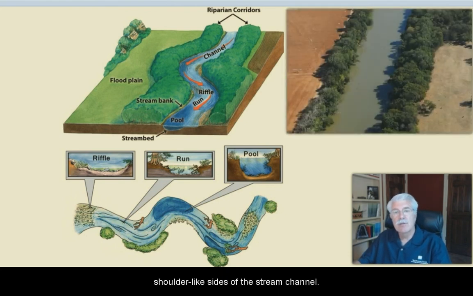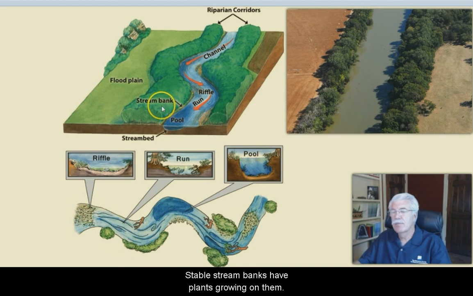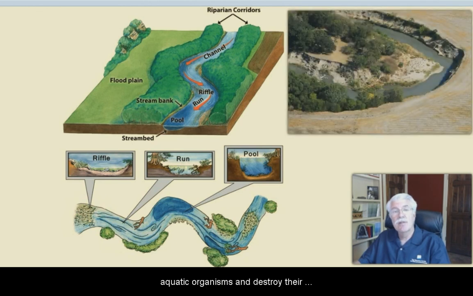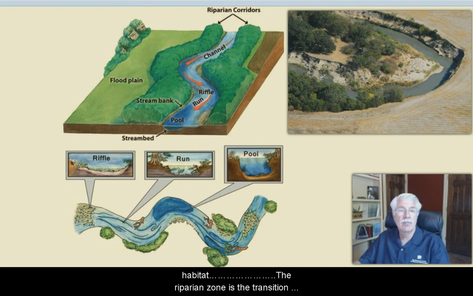The stream banks are the shoulder-like sides of the stream channel. Stable stream banks have plants growing on them. The roots of these plants hold soil in place and minimize stream bank erosion. When a stream bank erodes, it can cover the stream's bottom with sediment or fine particles of soil. Sedimentation can smother aquatic organisms and destroy their habitat.